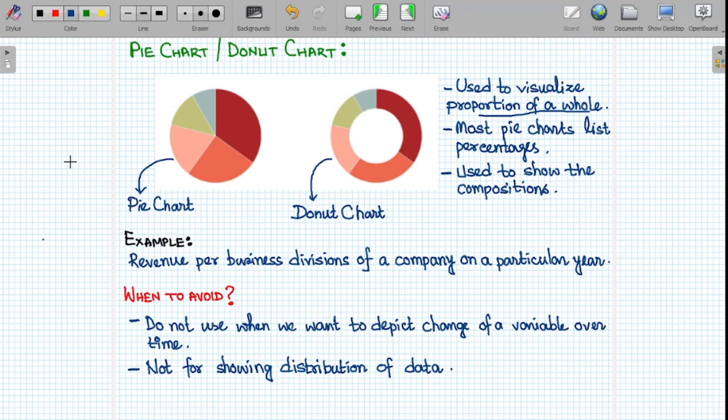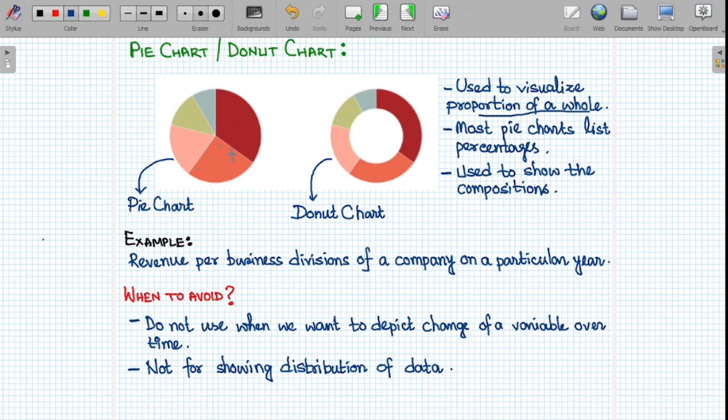Pie chart and donut chart are used to visualize portion of a whole. Most pie charts will depict the values in percentage. It is used to show the composition. For example, if we want to depict the revenue per business division of a company in a particular year, we will be using pie chart or donut chart.